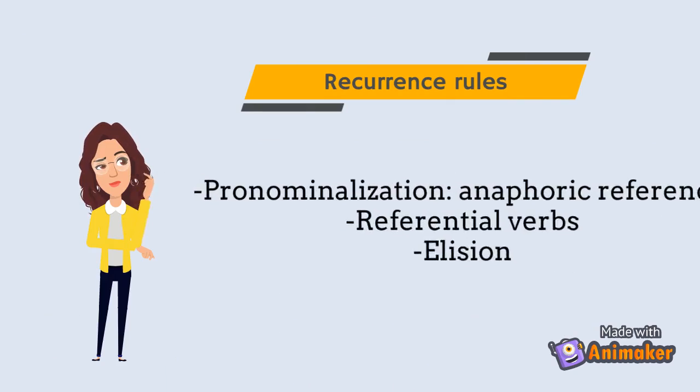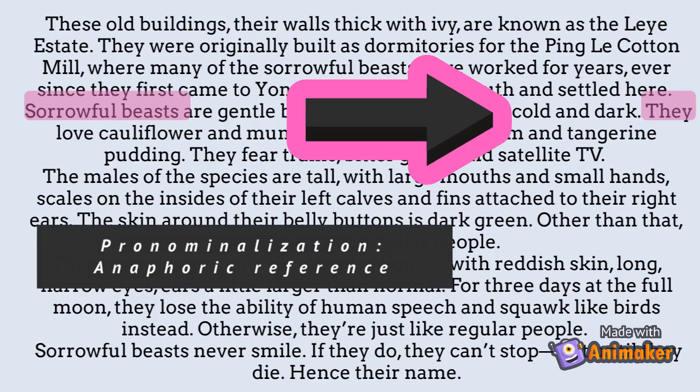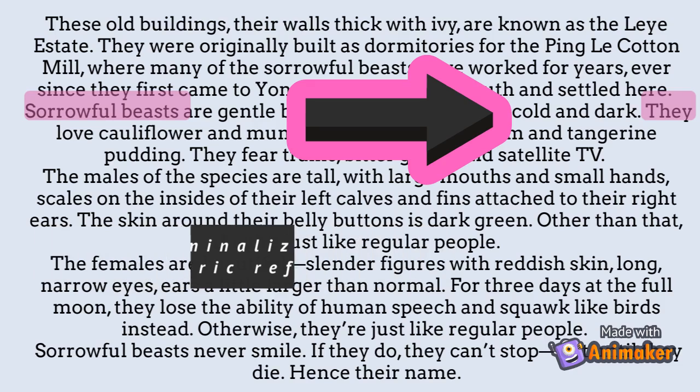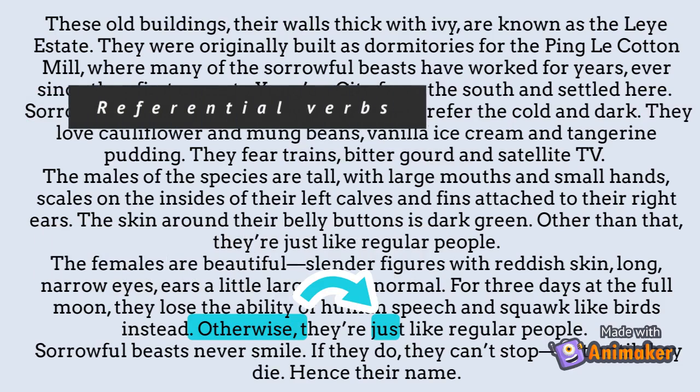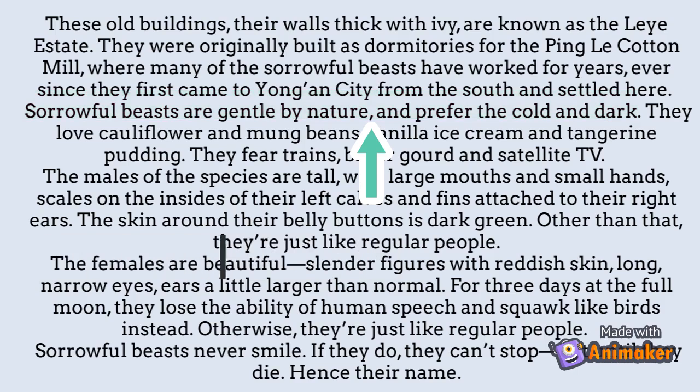Now we are going to identify some recurrence rules on the text. These recurrence rules will be pronominalization, referential verbs, and deletion. Pronominalization. Of the two types, anaphoric and cataphoric reference, this one is anaphoric, which means that the pronoun they is used to refer to an antecedent previously mentioned, which is sorrowful beasts. Referential verbs are the ones that anaphorically refer to mentioned predicates. In this example, do refers to never smile. Elision is the elimination of subjects when it has been mentioned more than once. Here, instead of saying sorrowful beasts again, we eliminate it.